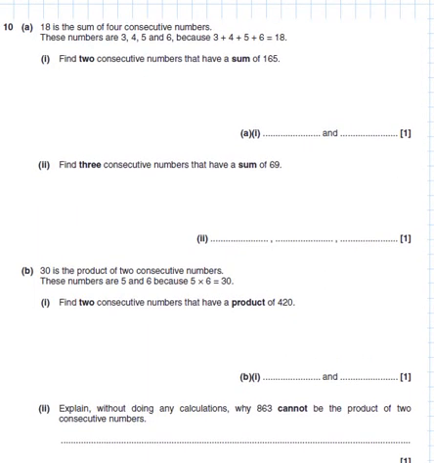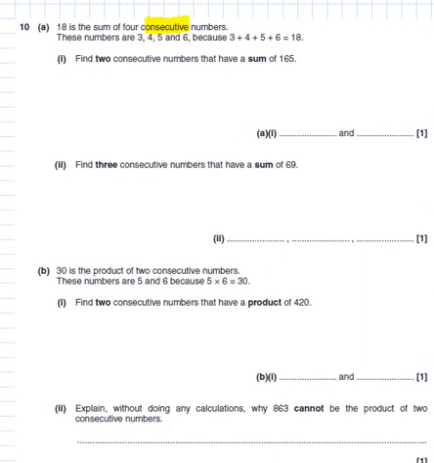Question 10. 18 is a sum of 4 consecutive numbers. That means one after each other, the numbers. These numbers are 3, 4, 5 and 6 because that equals that. Find 2 consecutive numbers that have a sum of 165. So 2 numbers after each other is 165. So it's going to be about 80 a bit, isn't it? Went to 82 and 83? That would work.